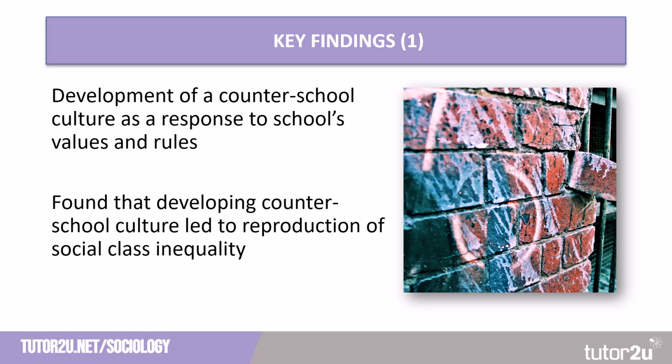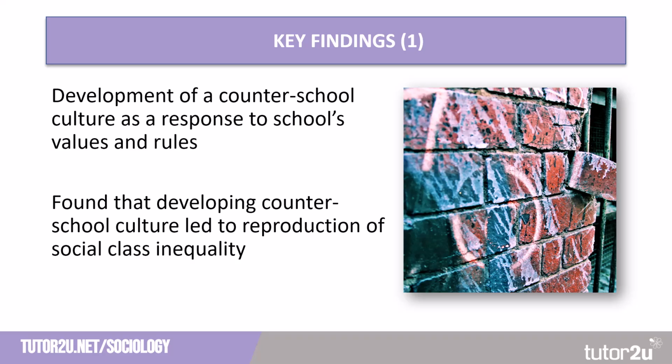One of Willis's key findings was that the lads had developed a counter-school culture. This means they had rejected the school's values and rules, seeing them as pointless and oppressive. Instead, they valued their own norms, such as having a good time, resisting authority and showing toughness. This culture helped them to bond as a group and resist what they saw as the school's attempts to control them.